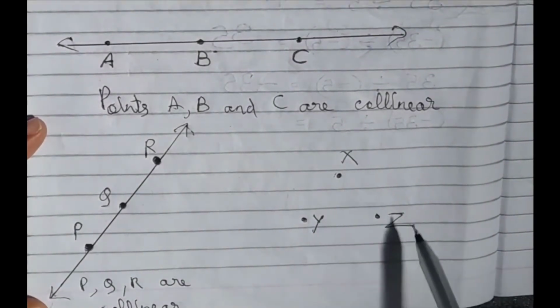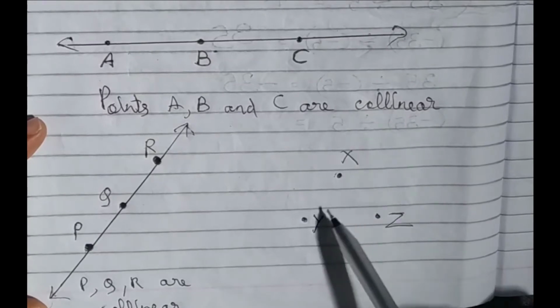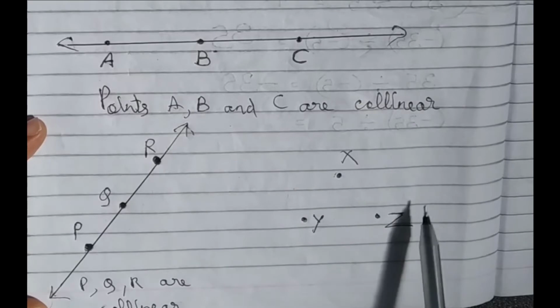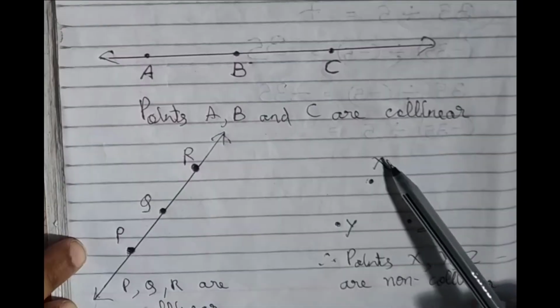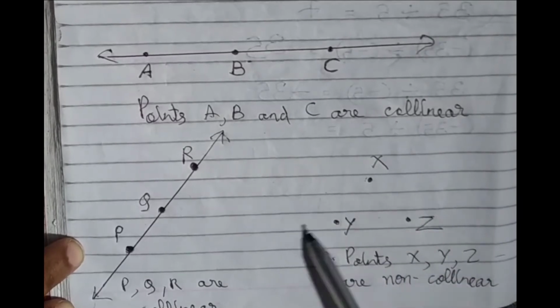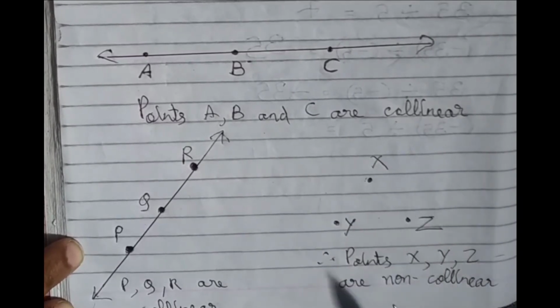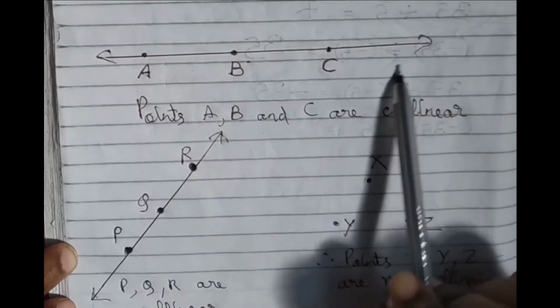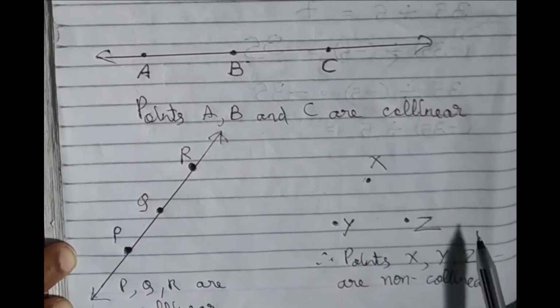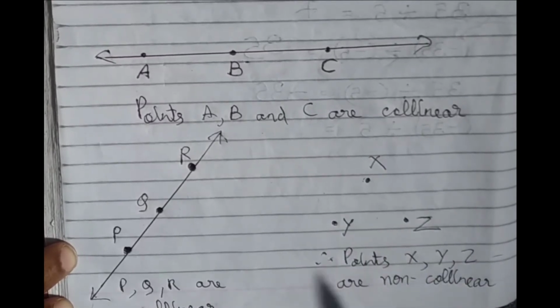Now see these points X, Y, Z. Are they on a straight line? No, they are not on a straight line. Therefore, the points X, Y and Z are non-collinear. Why? Because they are not in a straight line. The points which are lying on a straight line are collinear, and the points which are not in a straight line are non-collinear.